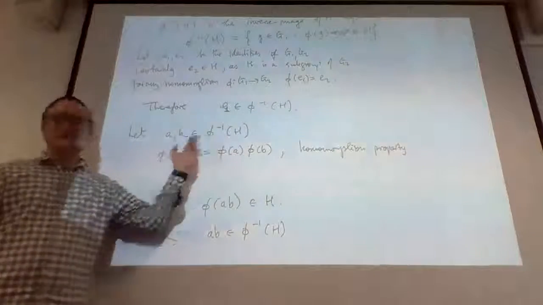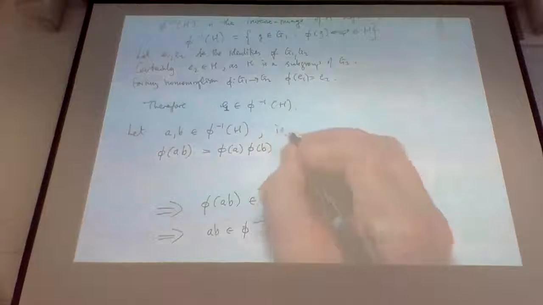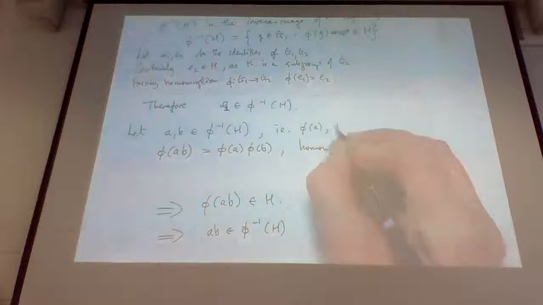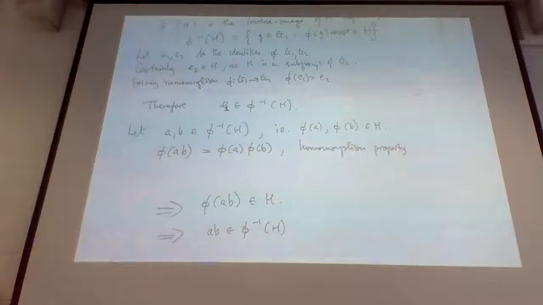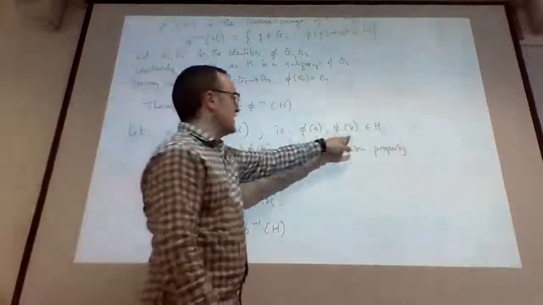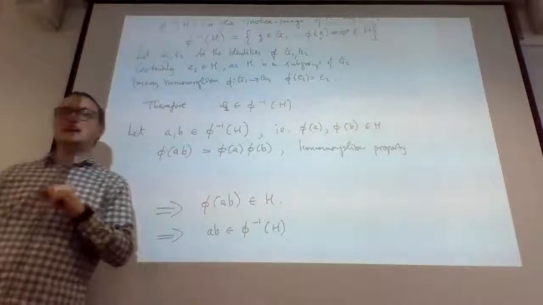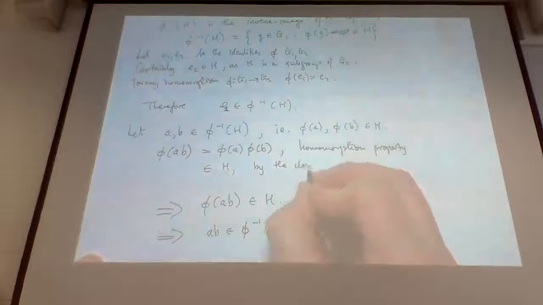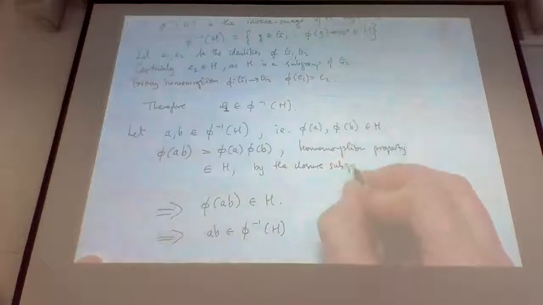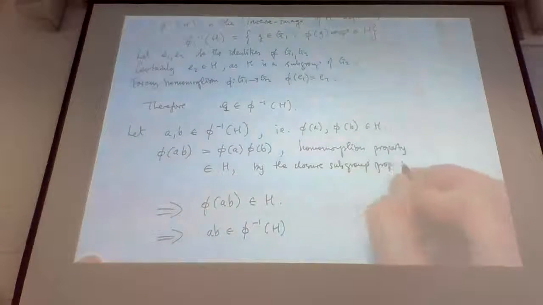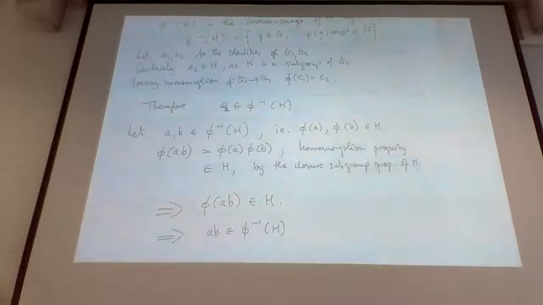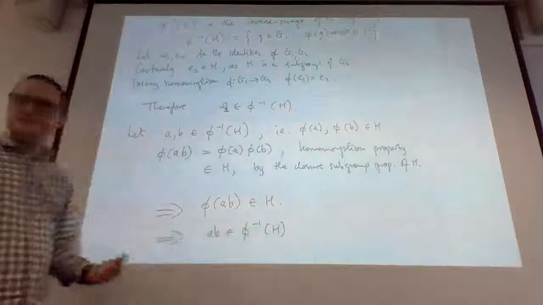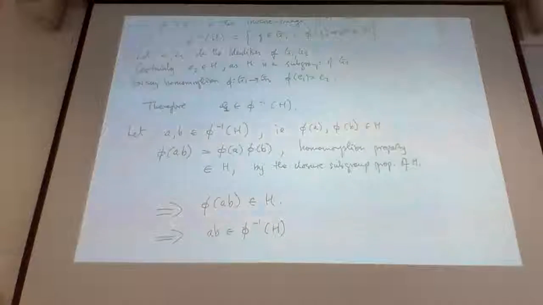Yeah, you see, A and B are in the inverse image. That means phi of A and phi of B are both elements of H. That's what it means to be in the inverse image. So if they're both elements of H, when you multiply them together, you definitely get an element of H, by the closure subgroup property of H. Closure of H giving rise to the closure of the inverse image via the homomorphism.